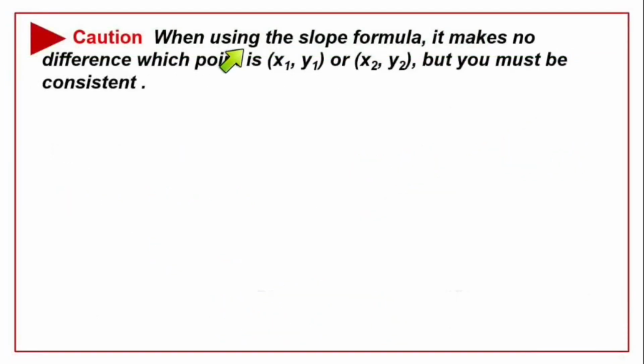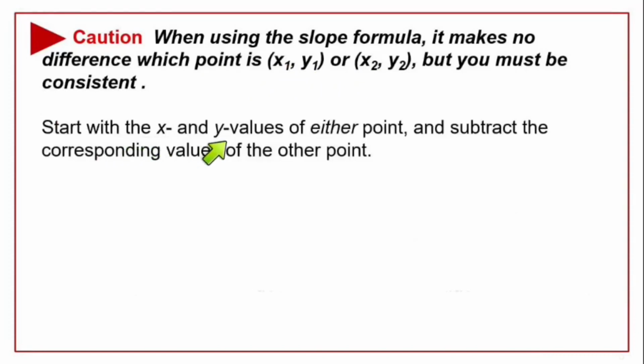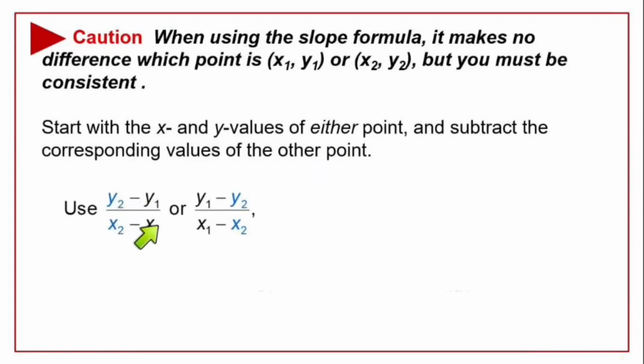When we're using the slope formula, it does not make any difference which point you call x1, y1 or x2, y2, but you must be consistent. Start with the x and y values of either point and then subtract the corresponding value for the other point. So you could have y2 minus y1 over x2 minus x1. That's the way we usually see the formula written. But since the 1's and 2's are interchangeable, you could also have y1 minus y2 over x1 minus x2. See, that's not going to change the answer. It's still going to give you the same slope.